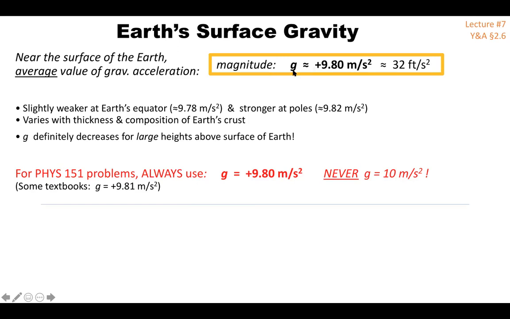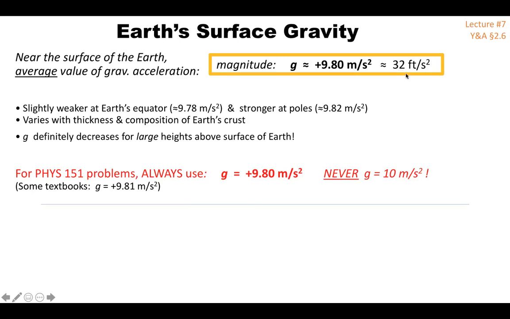Now, I want to point out this is the magnitude of the acceleration, meaning the absolute value or the strength of the acceleration. So this is a positive value. Little g is always a positive quantity. So whenever you have a formula that contains little g, like m times little g, for example, make sure you plug in a positive value.